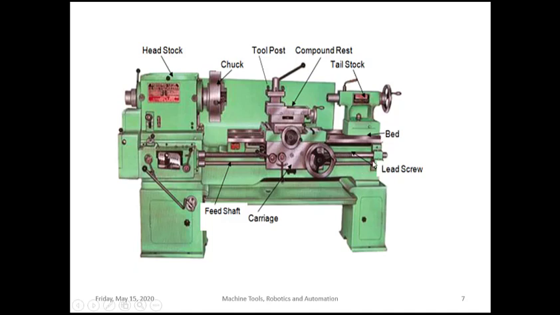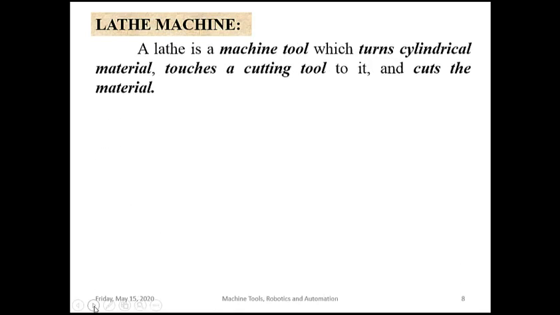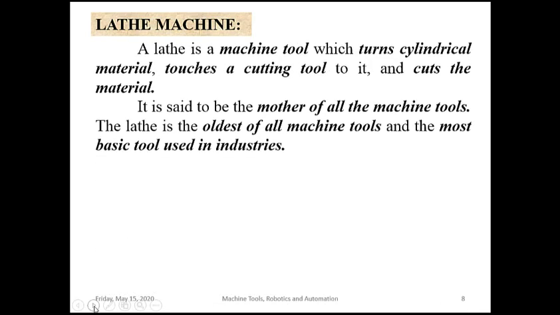We have the feed rod and lead screw, which are used in thread cutting. Next is the main lathe bed, on which you can see the guideways along which the carriage moves. These are just the basic important components of the lathe. In the next part we'll come to the introduction of the lathe, but before going directly to that, the first sentence is what I have given there.